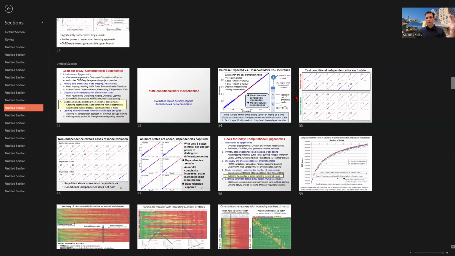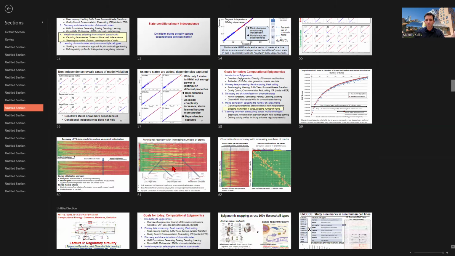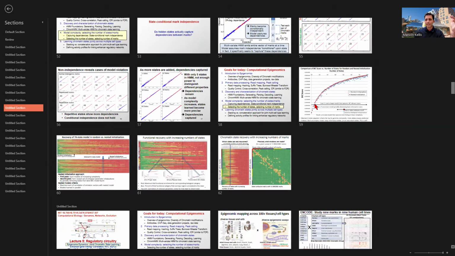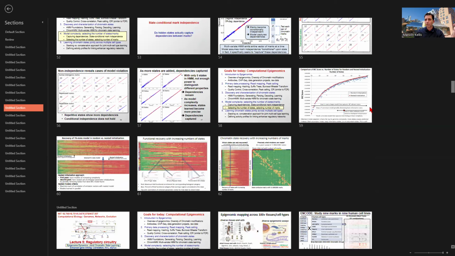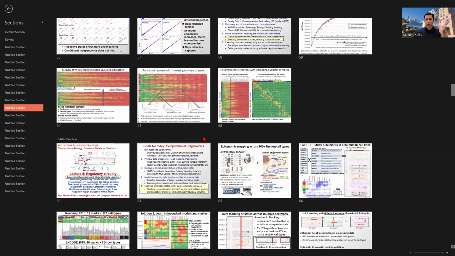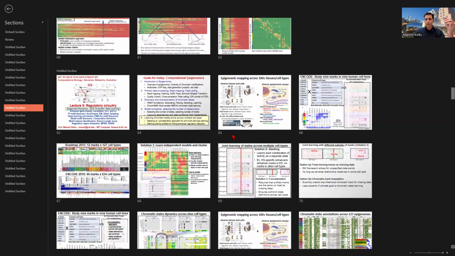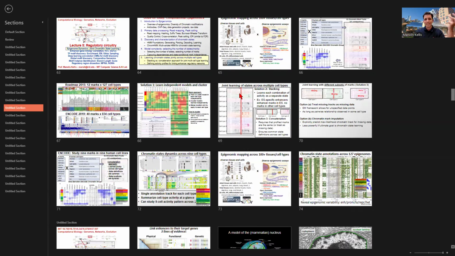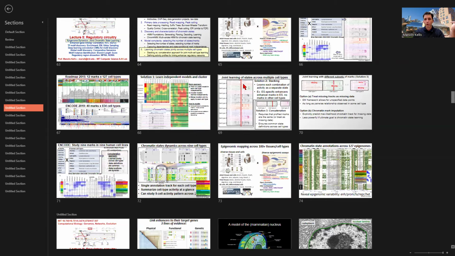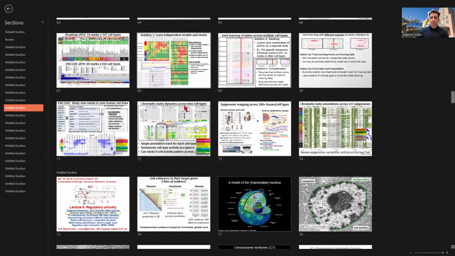Then we talked a little bit about model complexity, about how increasing the number of states captures those pairwise dependencies between different marks, and this nested initialization idea of increasing the number of states and then pruning the low information or the redundant ones, giving you a much more systematic ability to discover these states in a much more robust way. Then we talked about three different ways of learning chromatin states jointly across multiple cell types. One of them is just stacking them up. The other one is concatenating the genomes. And then the third one is learning them independently and aligning the states with each other.